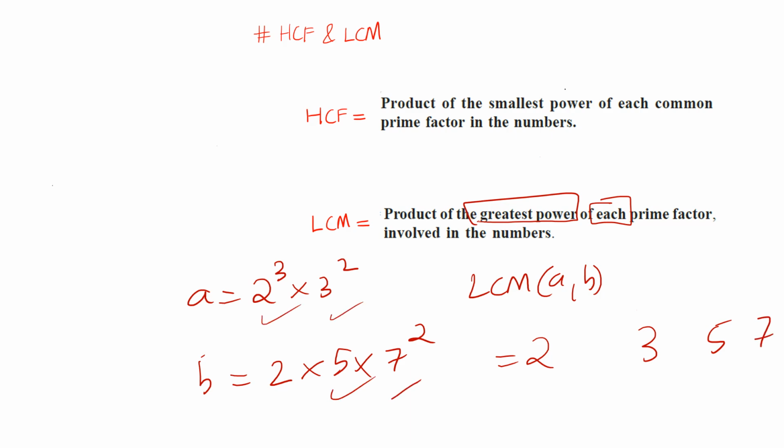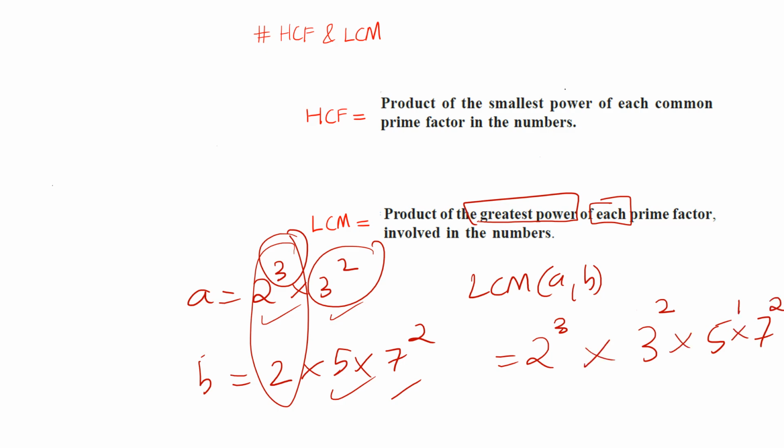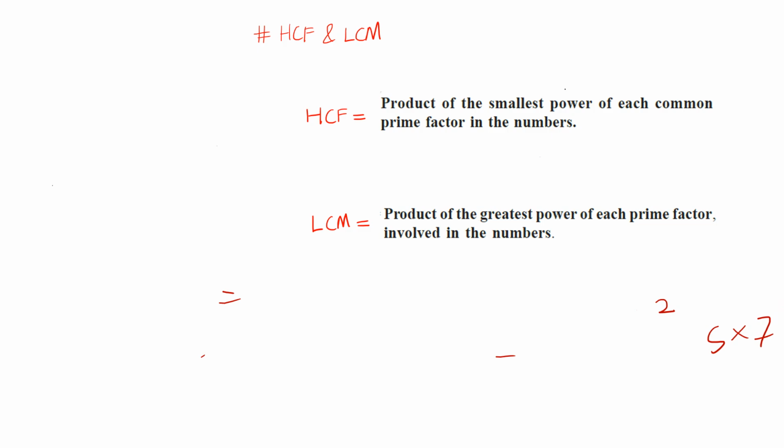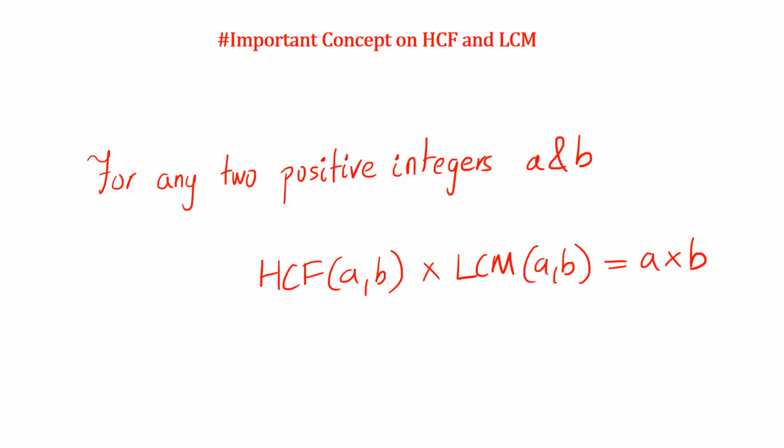And we have to write their respective greatest powers. For 2, 3 is the biggest power. For 3, 2 is the biggest power. For 5, it is 1. And for 7, it is 2. And we form the product. So that will be the LCM of these two numbers. Now let's take a look at the examples.